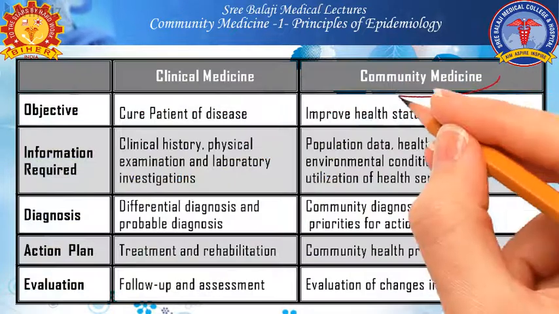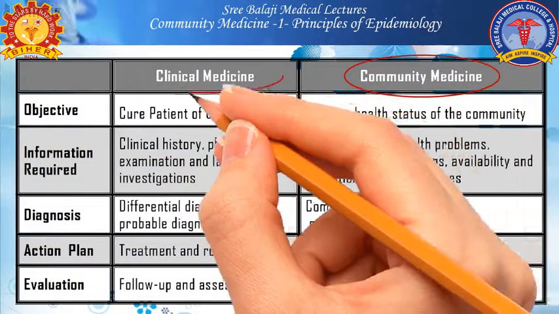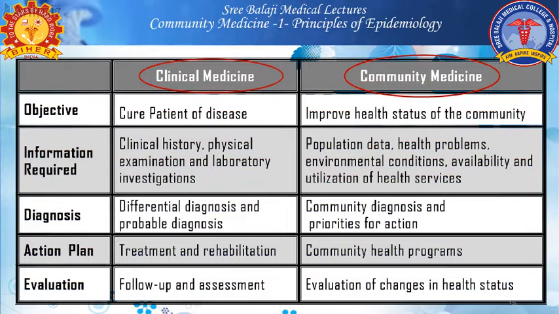So how is community medicine different from clinical medicine? The objective of clinical medicine is to cure a patient coming to a particular physician, whereas the main objective of community medicine is to improve the health status of the whole community. So what we generally use in clinical medicine is clinical history, physical examination, sometimes laboratory investigations, and we arrive at a diagnosis.